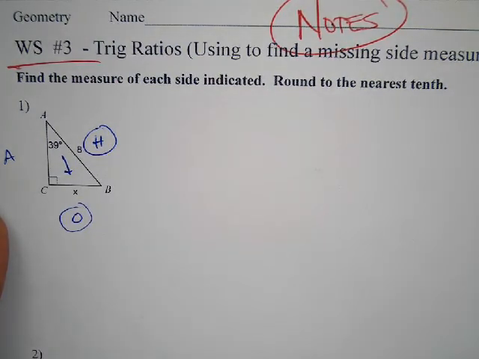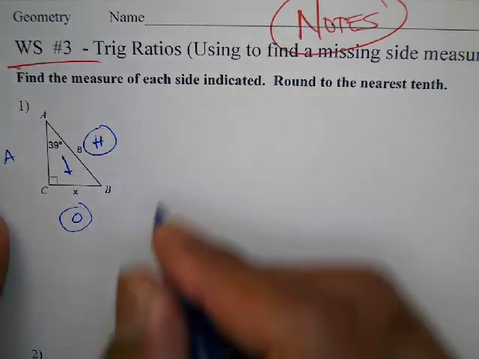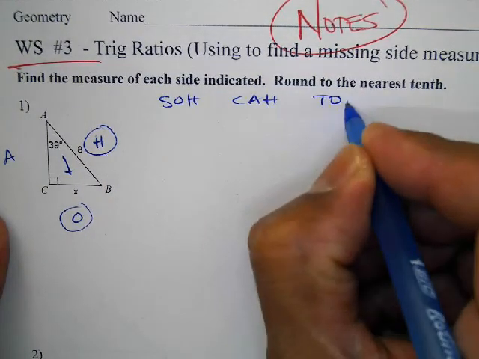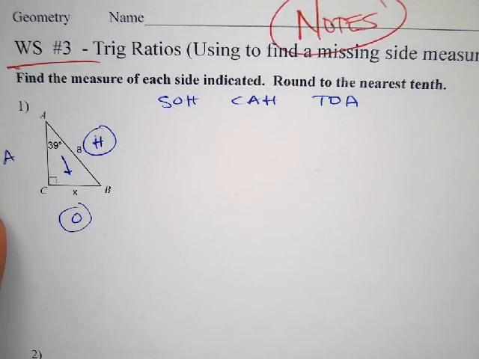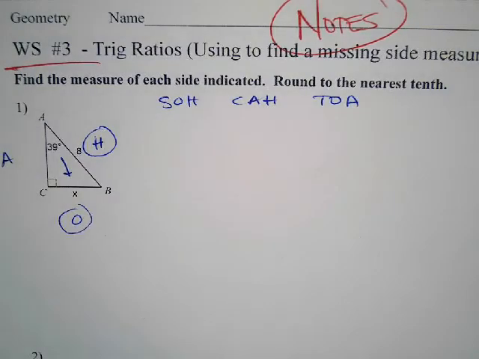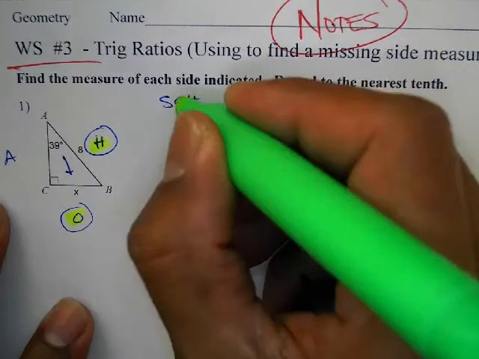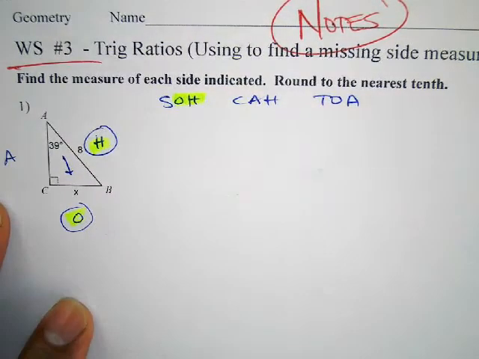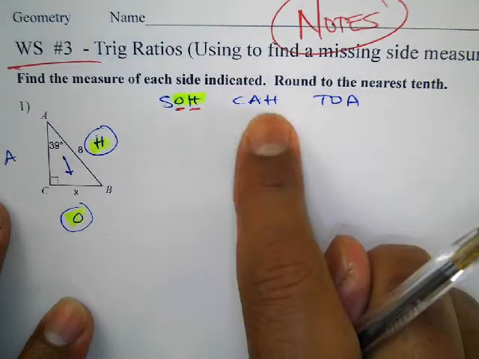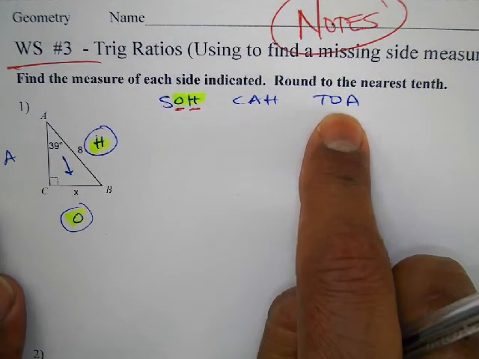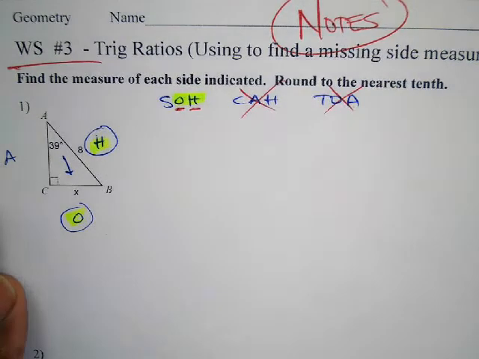Now you ask yourself, which ratio has the O and the H? Well, let's see. I've got CAH, and I've got TOA. This is how you know which of the three you're going to use. It's the one that has an O and the H. That's this one, the last two letters, O and H. These other ones don't have the O and the H, not for this problem, so we're not using them.